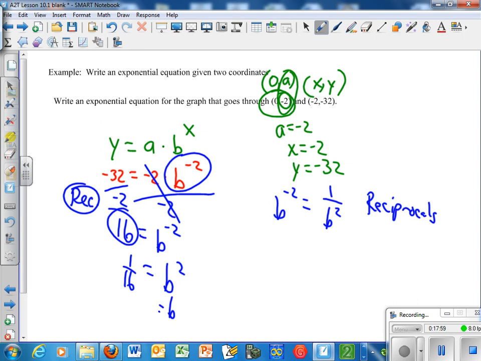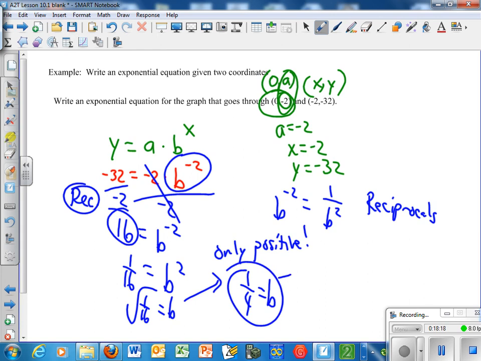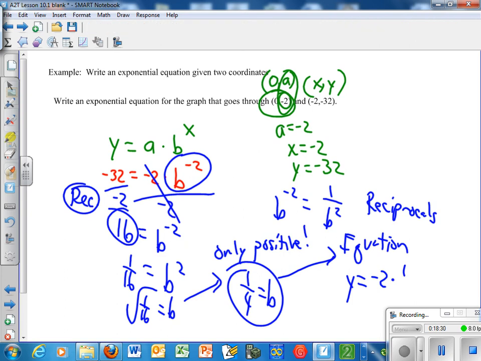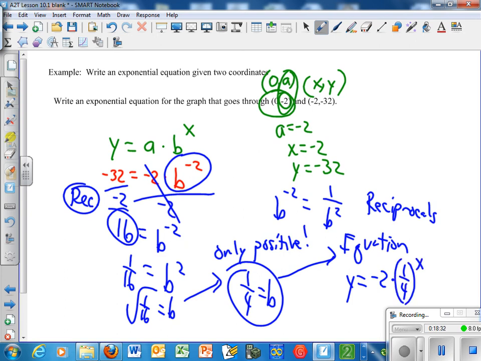Now I take the square root of 1/16. And you only need the positive. There technically are 2 square roots, but you only need the positive here because the base has to be a positive number. So the square root of 1/16 is 1/4. So b is 1/4. Now we take that and we write the equation. At the end, the equation in exponential form has to have y and x in it, so it's y equals a, which is negative 2, times the base of 1/4 to a power of x.